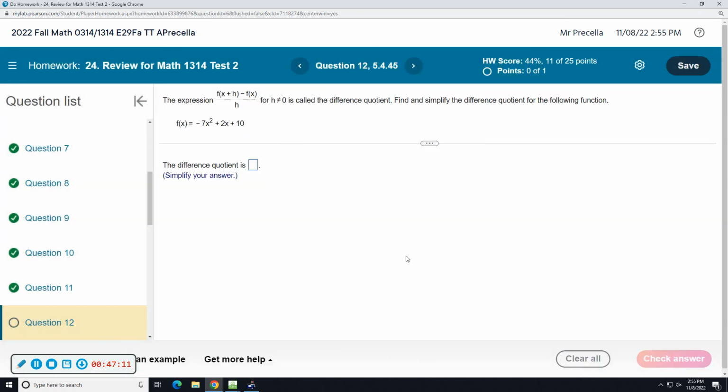And we're ready for number 12. We'll pick up there in a moment after a short break.